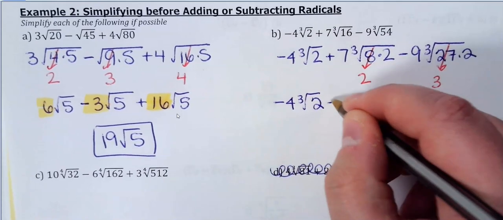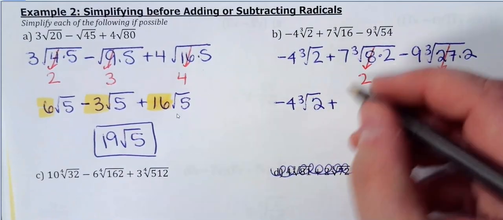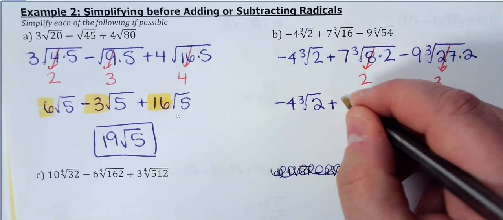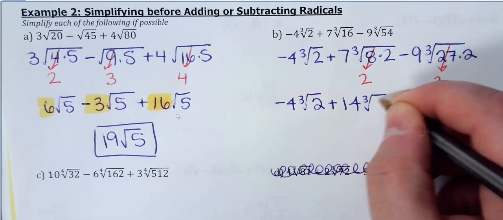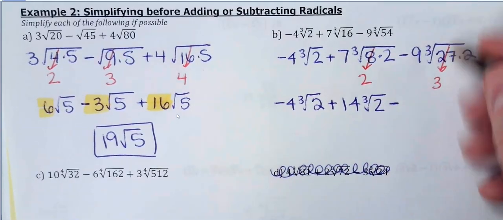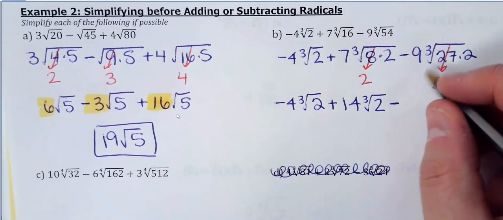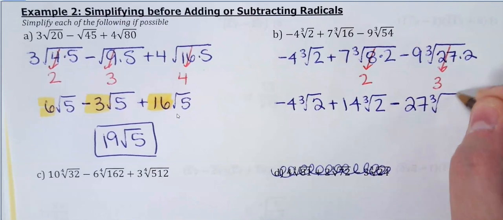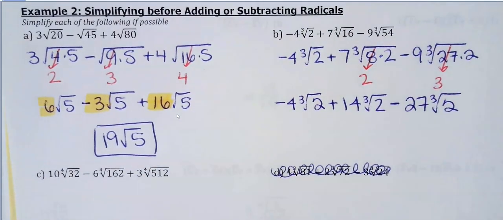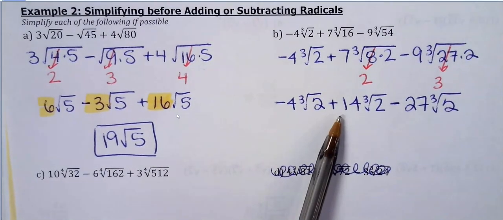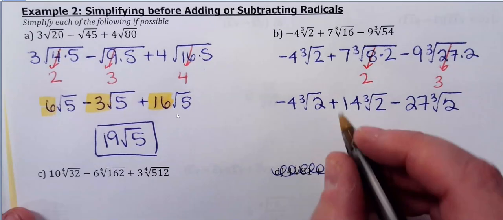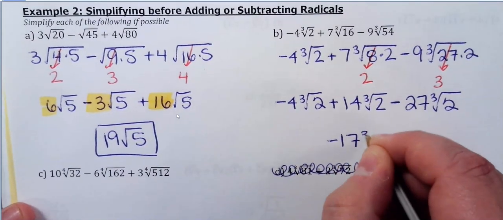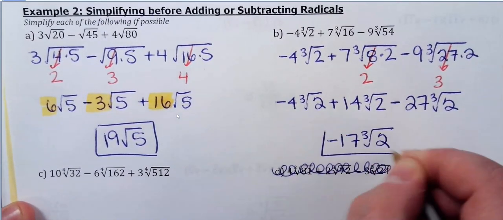The second term, I've got a 7 out in front. When I take that cube root of 8 and get 2, that's going to turn that into a 14. And the last term, I'm going to pull out a 3 from the cube root of 27. So 9 times 3 is 27. And now these are each a cube root of 2. So we're just going to take the numbers in front, add them up. So I got -4 and 14 would be 10. Minus 27, so this should be -17 cube roots of 2. And then I'm done.